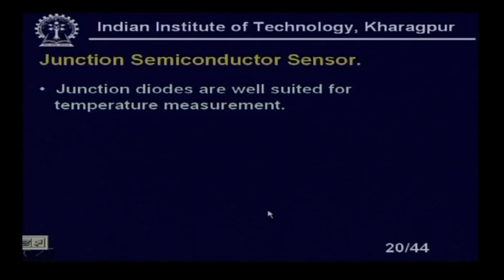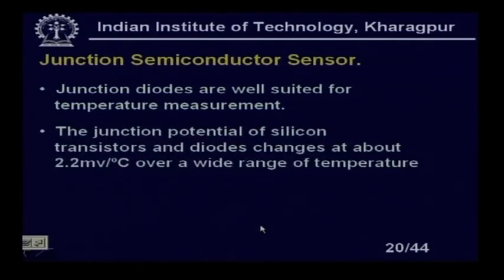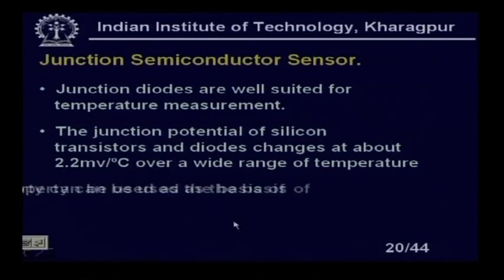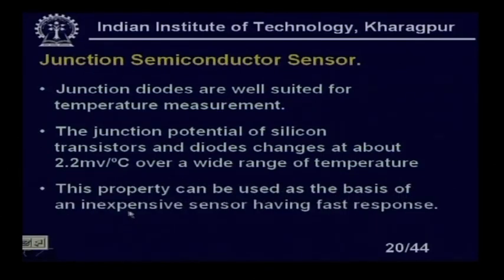Now, in this context I must discuss one junction semiconductor sensor that is widely used in industry for cold junction compensation. This is developed by Analog Devices. Junction diodes are well suited for temperature measurement. The junction potential of silicon transistors and diodes changes at about 2.2 millivolt per degree centigrade over a wide range of temperature. This property can be used as the basis of an inexpensive sensor having fast response, but I will use this property of the semiconductor junction diode to make cold junction compensation of the thermocouple circuit.